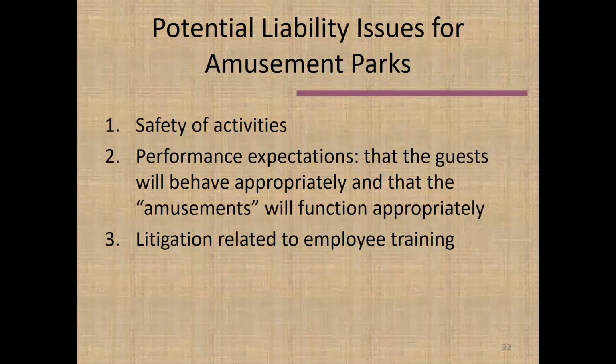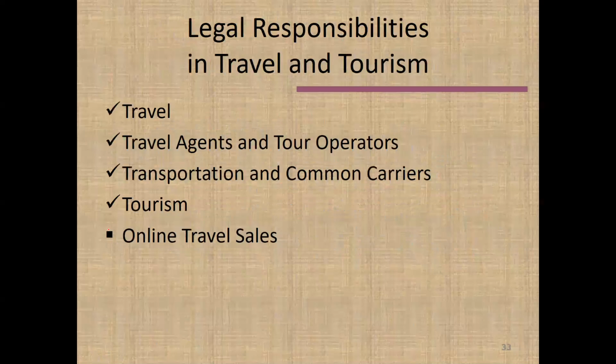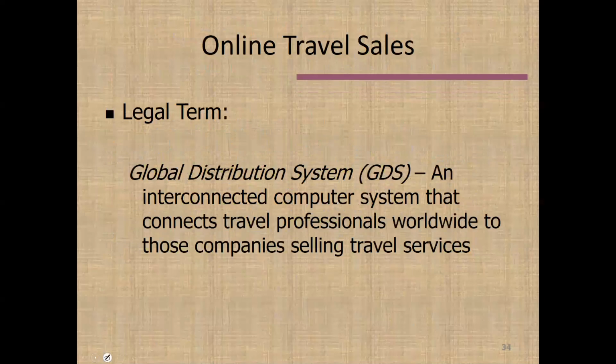If the employees aren't receiving adequate training, they themselves might be at risk of harm, or they might actually injure other folks. So that's obviously an important function at the amusement park. So we've talked about travel generally, travel agents and tour operators, common carriers, and the tourism business. We have one final topic, which is online travel sales. So let's dive into that topic.